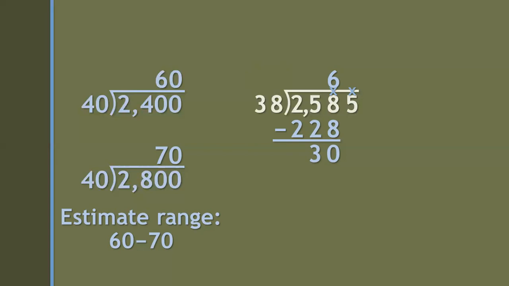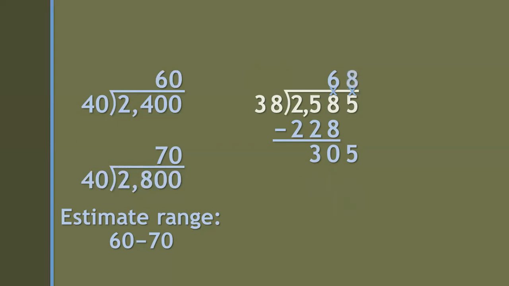Okay, so 38 doesn't go into 30, but it does go into 305. So let's look here. We're going to do 38 into 305, and we're going to get 7. 7 times 38 is 266. Then you're going to subtract. You're going to get a remainder of 39. So looking at this, you have 67 with a remainder of 39.